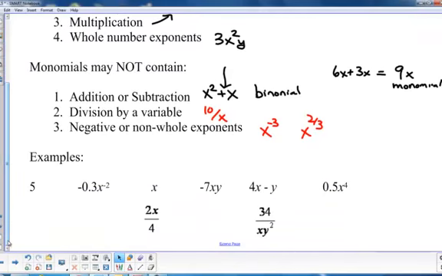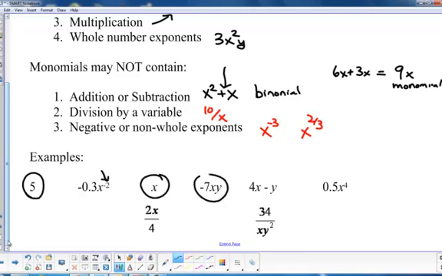So if you look at these, let's circle the monomials. That's a negative exponent, so that is not. Yes, yes. Binomial, that's two terms. Yes. Yes, because that's like a 1/2 x, and this is not because these are in the denominator.